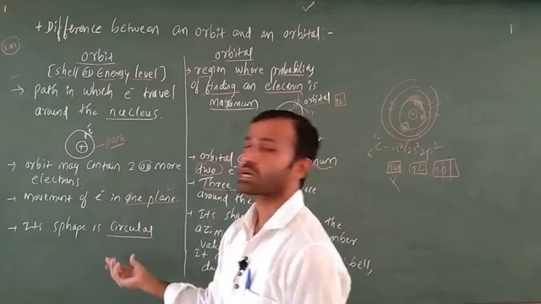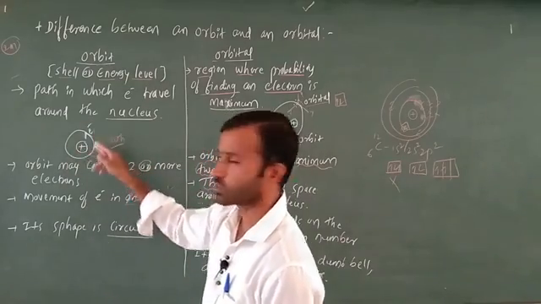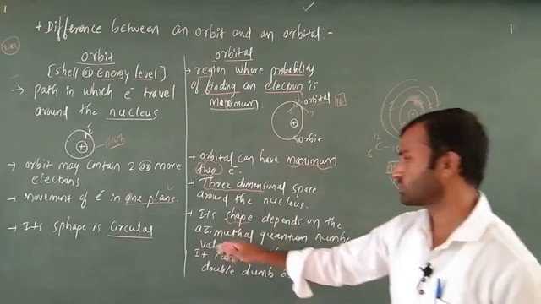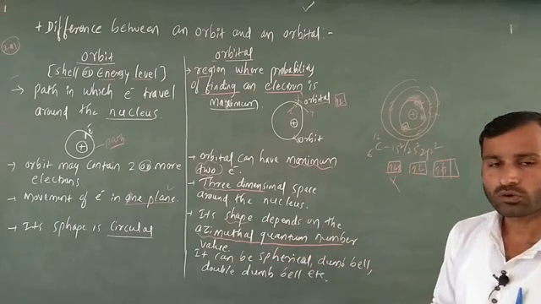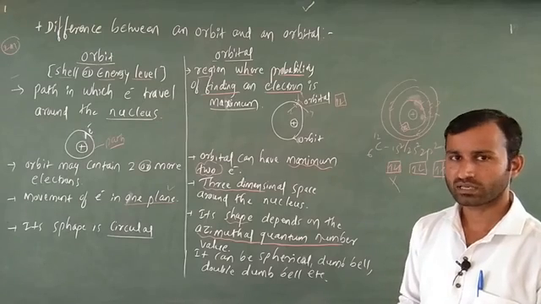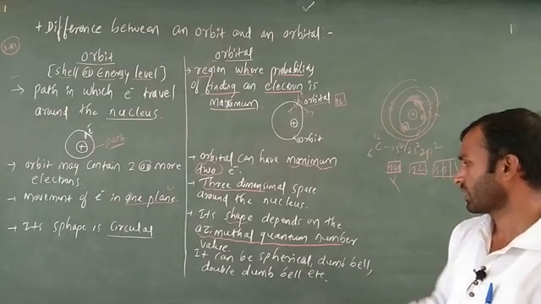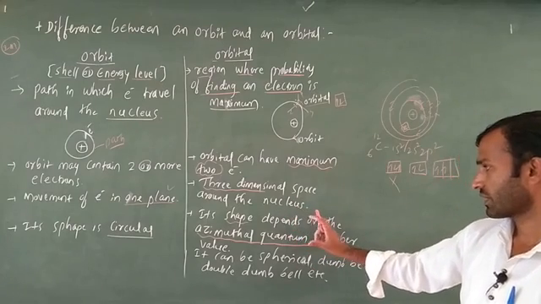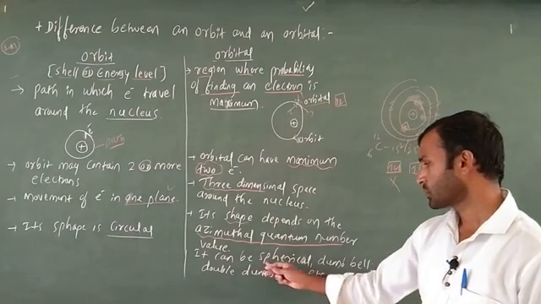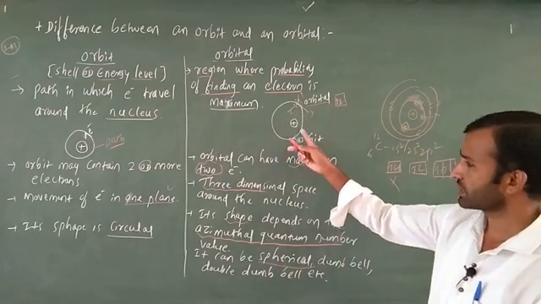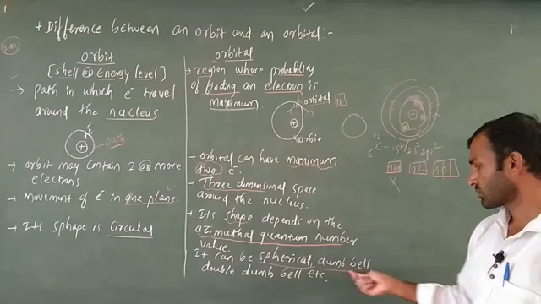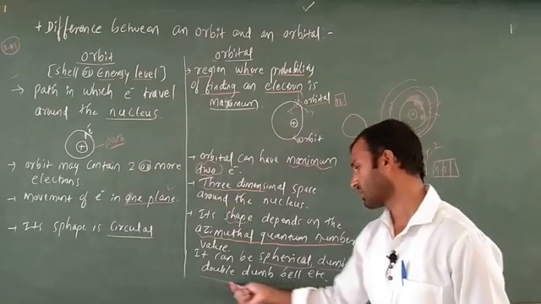Its shape is circular, but its shape depends on the azimuthal quantum number. Don't worry about the azimuthal quantum number; in the next video I am going to explain quantum numbers, and then you will come to a conclusion. The shape of an orbital completely depends on the azimuthal quantum number value. It can be spherical, circular like this. After that, dumbbell. The next one is double dumbbell.